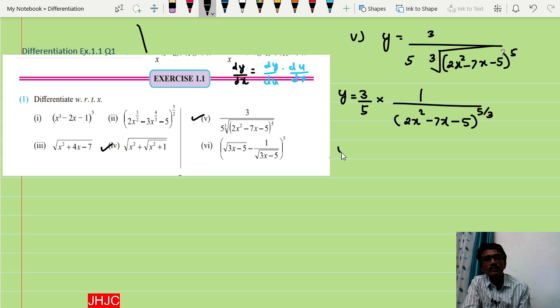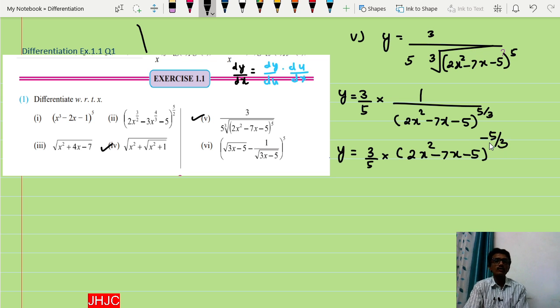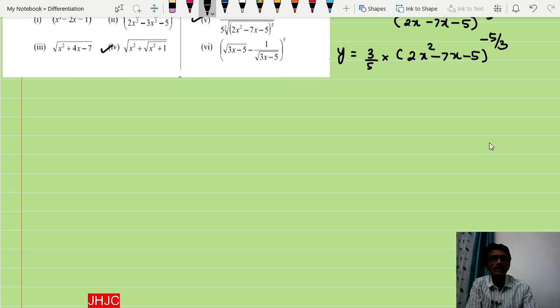So again we simplify it. This is 3/5 into 2x square minus 7x minus 5, and the whole raised to power minus 5 upon 3. This was in the denominator, so in the numerator it will be minus 5 upon 3. Now differentiate it with respect to x.